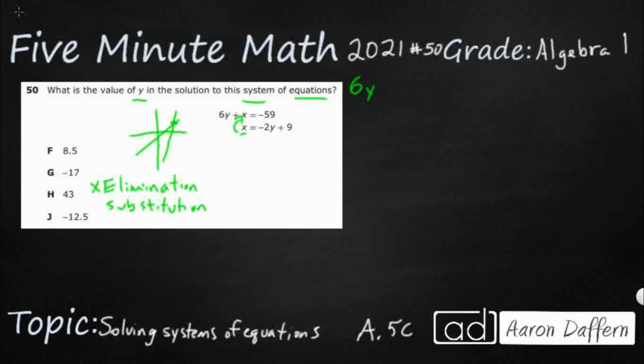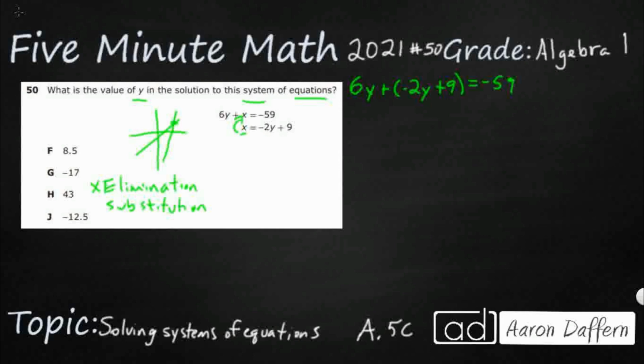I'm going to rewrite the first one: 6y plus, and then this is what they told me x is equal to, negative 2y plus 9, equals negative 59. Look at that. I've substituted negative 2y plus 9 for the x, which means there's no x's anymore. There's just y's, and I'm looking for y.